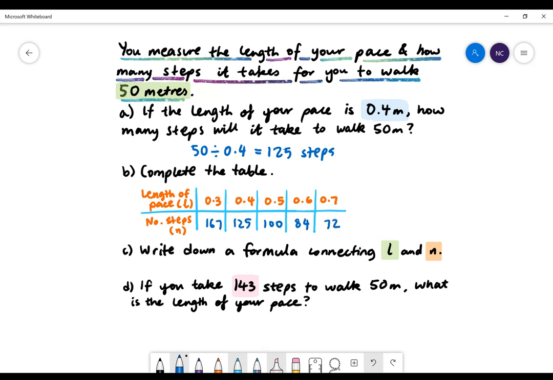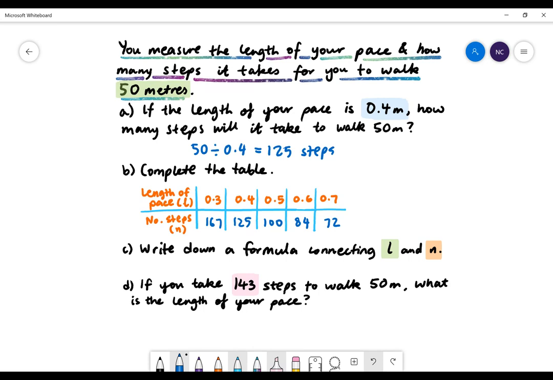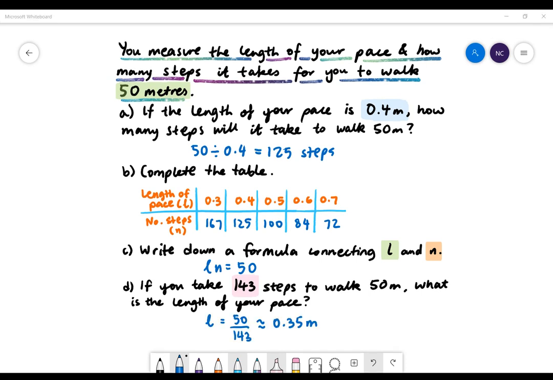C. Write down a formula connecting L and N. L multiplied by N will give us 50 meters. D. Finally, if you take 143 steps to walk 50 meters, what is the length of your pace? We can use our formula to substitute 143. 50 divided by 143 will give approximately 0.35.